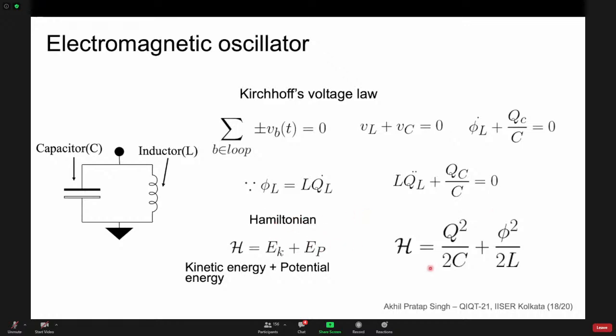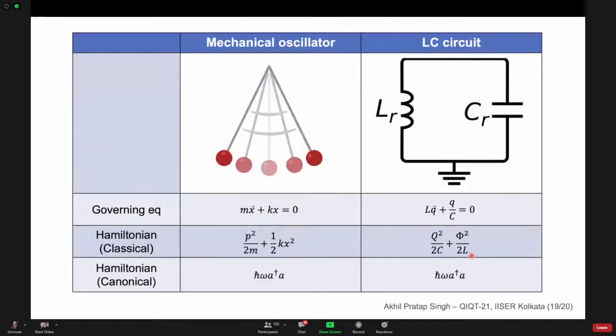And the Hamiltonian looks something like this. We know this Hamiltonian consists of kinetic energy and potential energy. In terms of charge and flux, it corresponds to this equation. So this is for the normal quantum harmonic oscillator. But you may see that this quantum harmonic oscillator has a very overlapping similarity with the mechanical oscillator, where we have a simple pendulum hanging, and the pendulum has a rotational motion, and you have two conjugate variables.